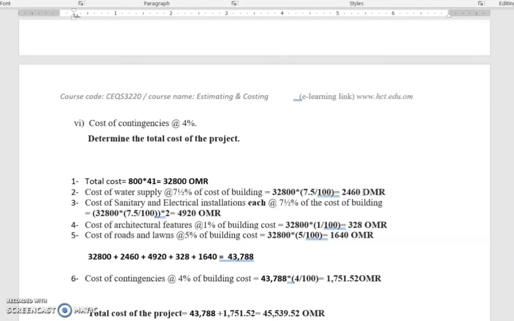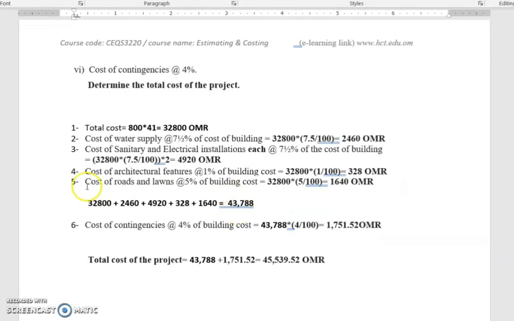Okay, so we have the sanitary and electrification installations, and also it costs each one of them. So we have to multiply by 2 because this means sanitary 7.5, electrification 7.5. If we didn't say each, then you can take both of them as 7.5. Okay, cost of architectural features will be 1%. Okay, cost of roads and lawns will be like this much, 5%, and this will cost us this much.